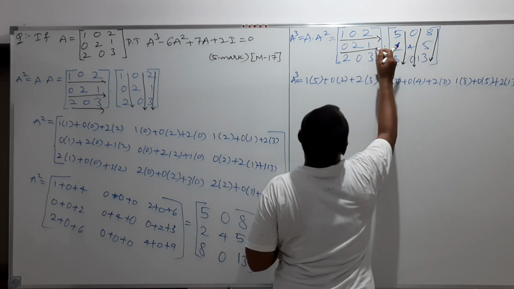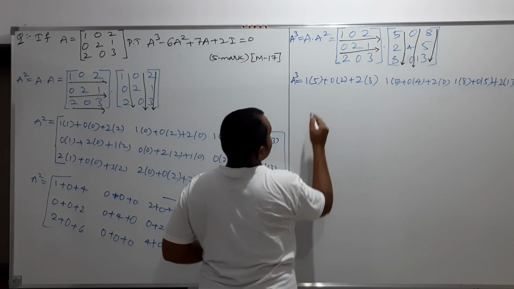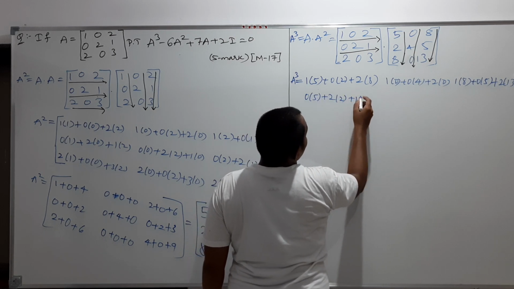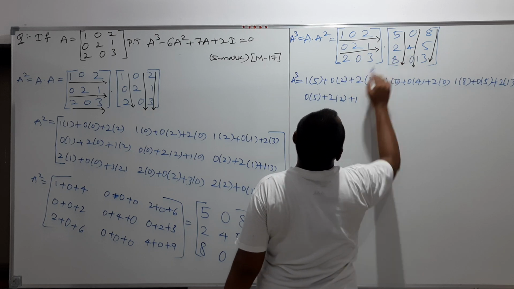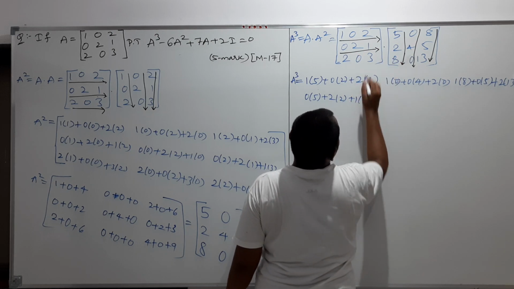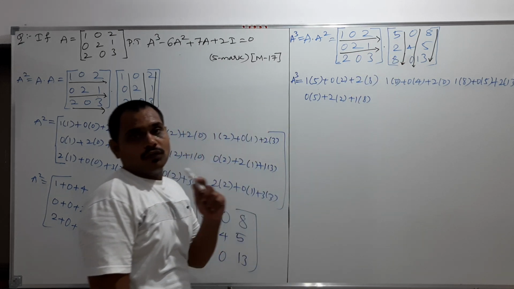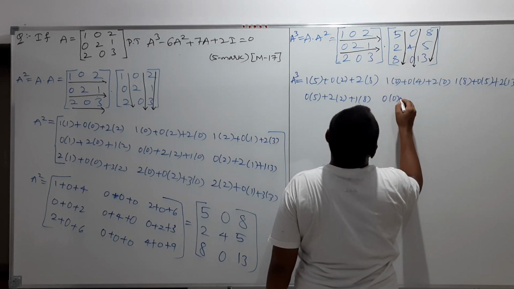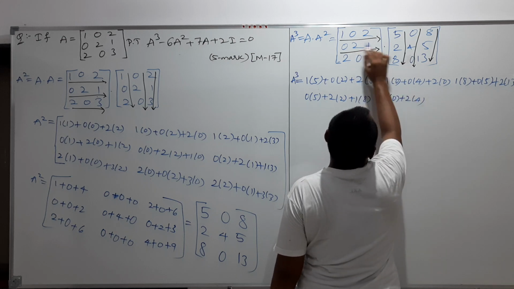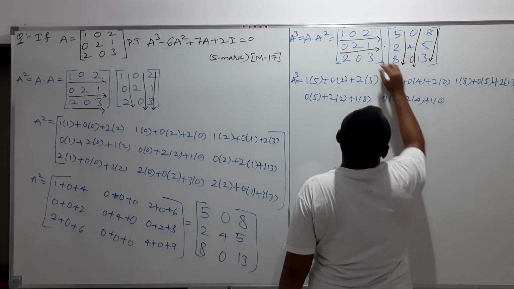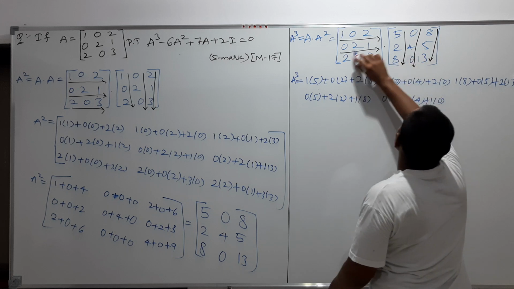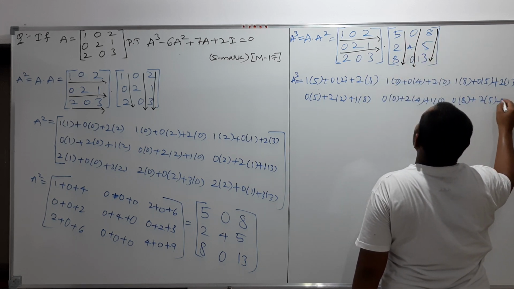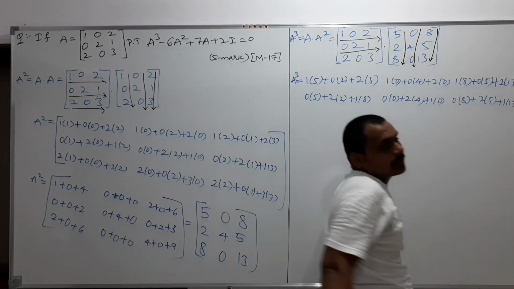Next, my dear students, second row, first column. So that is 0 into 5 plus 2 into 2 plus 1 into 8. Next, my dear students, second row, second column, that is 0 into 0 plus 2 into 4 plus 1 into 0. Next, second row, third column, 0 into 8 plus 2 into 5 plus 1 into 13.